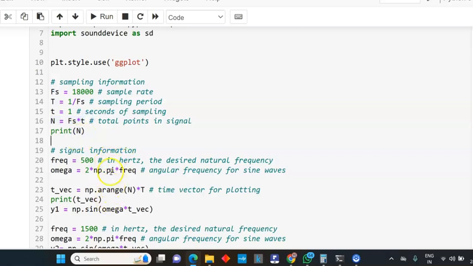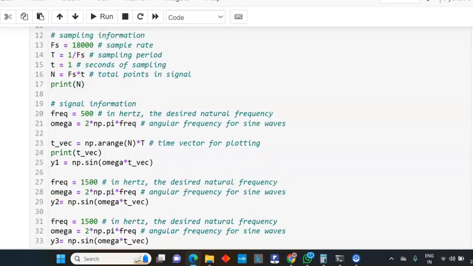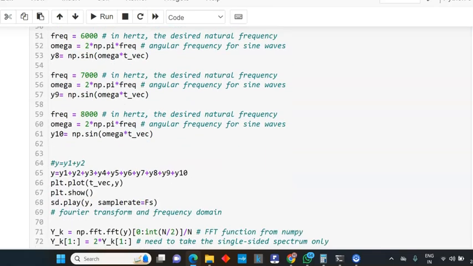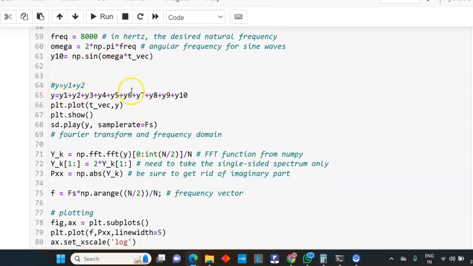So then we are designing all the frequencies. Frequencies, we know the formula. 2 pi f is omega, 2 pi ft is the signal. Pi we are taking from the NumPy package. And next one, everything, same formulas, and we are generating the signal. So once generating the signal, we are adding all the signals together, y1 plus y2 plus y3, because in order to have some minimum frequency signal and maximum frequency signal, we are generating all.